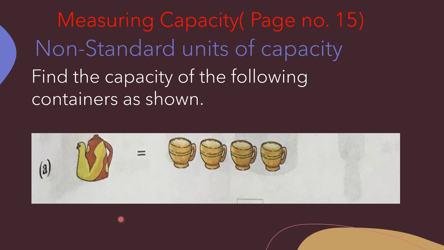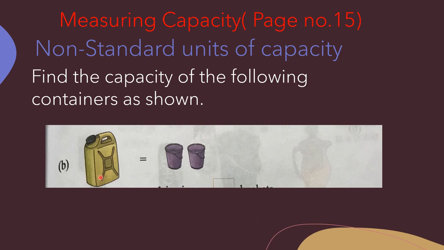Okay, so how can we write it? That one kettle is equal to dash cups. So here we will write 4 cups because here kettle is equal to 4 cups. Understood, beta? Now in B part, here is a jerrycan, and here are buckets. Now beta, we have to find out that one jerrycan is equal to dash buckets. So here we can see that we have only two buckets. It means one jerrycan capacity is equal to two buckets capacity. So here we will write 2.